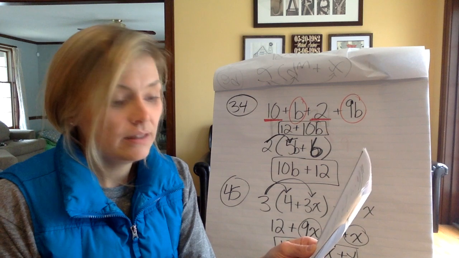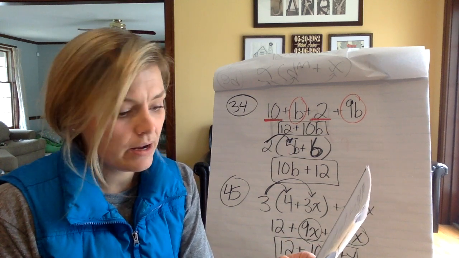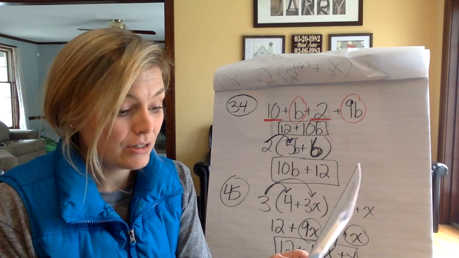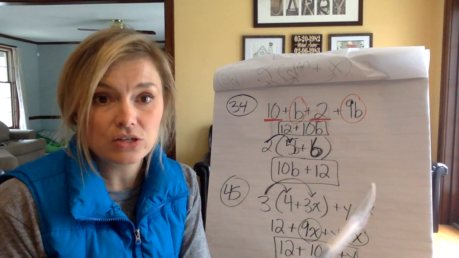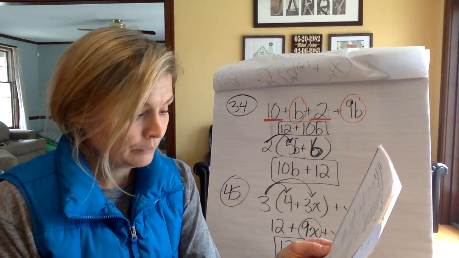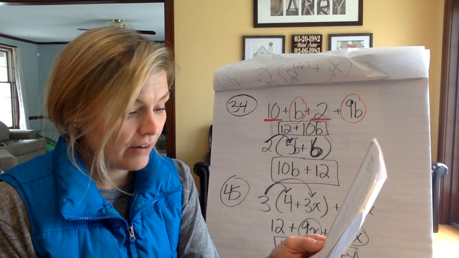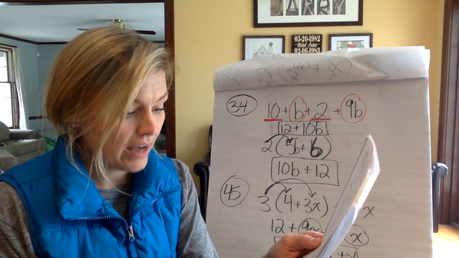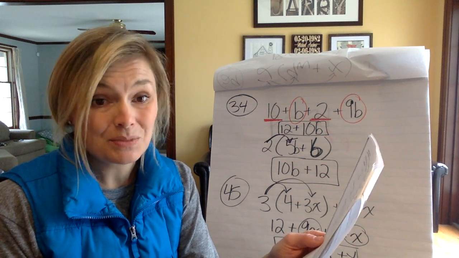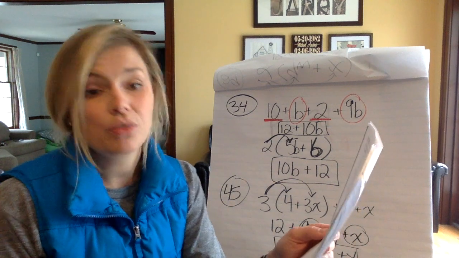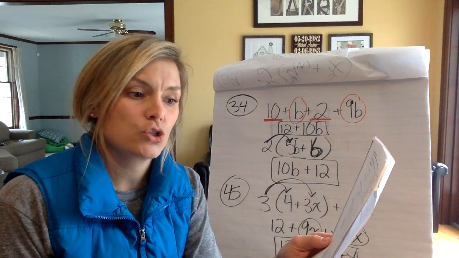Number 39, again, independent-dependent. I'm so sorry. That would be dependent. The cost depends on how many songs you buy. Number 40, if the area is side squared, you have to do 50 times 50 to get an area of 2,500 feet squared.